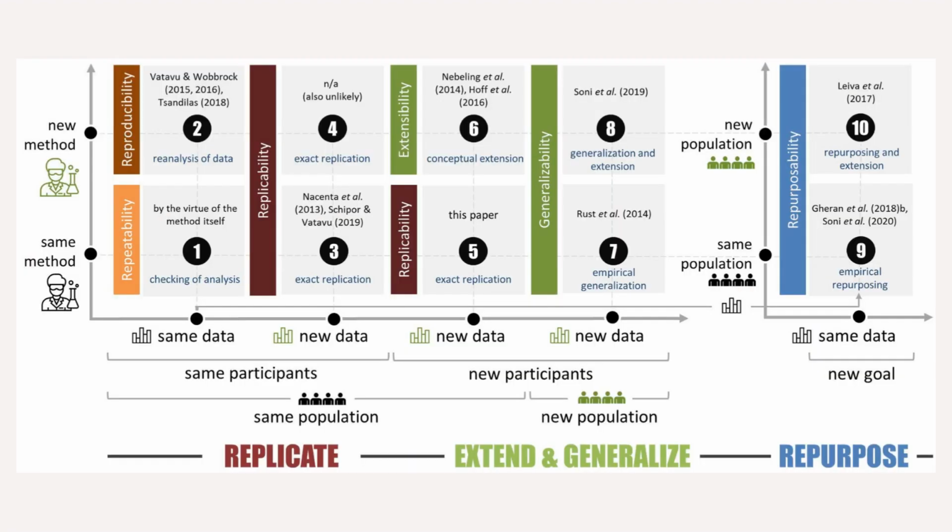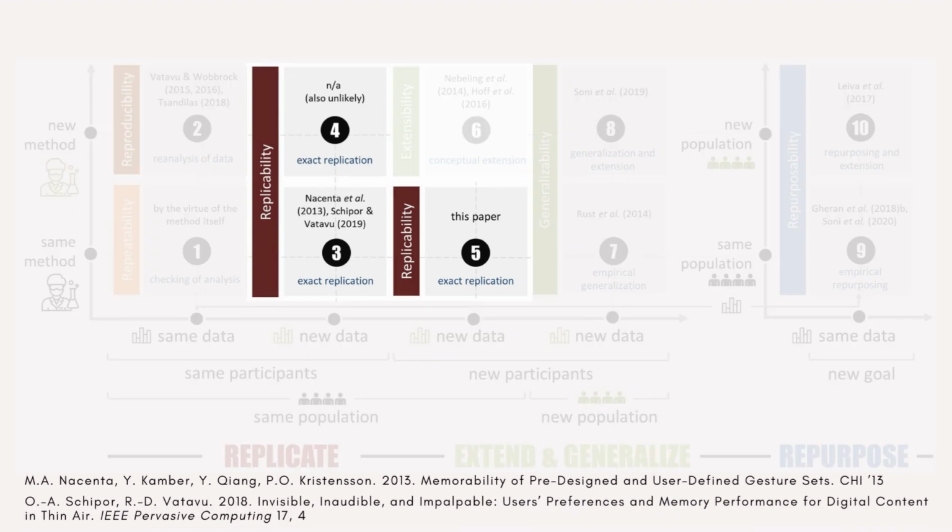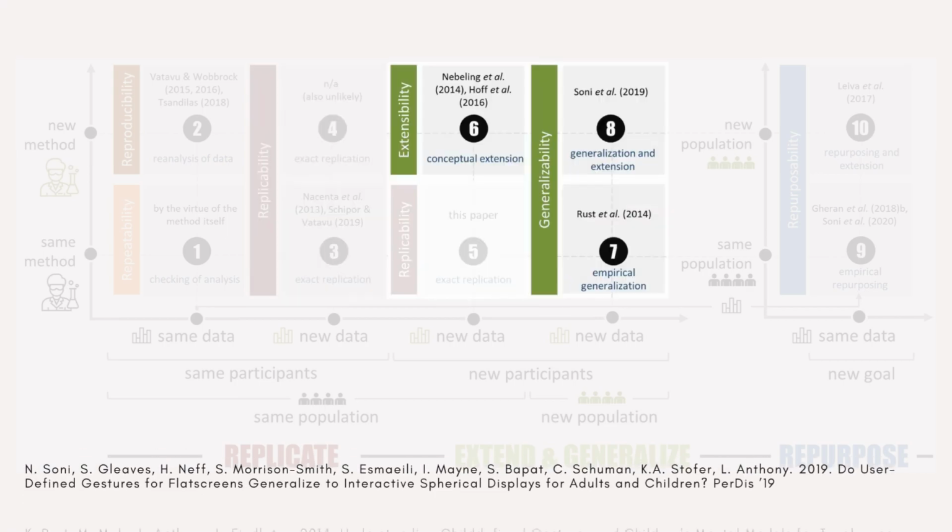The RepliGES space enables 5 types of replications, 3 extensions and generalizations, and 2 types of repurposing data collected by previous gestualization studies towards new discoveries. For example, replicability means that the research team collects new data to verify if the results from the original study can be reproduced. Nascenta et al. and Skipper and Vatavu recalled their participants after 24 hours to test their memory recall of the elicited gestures.